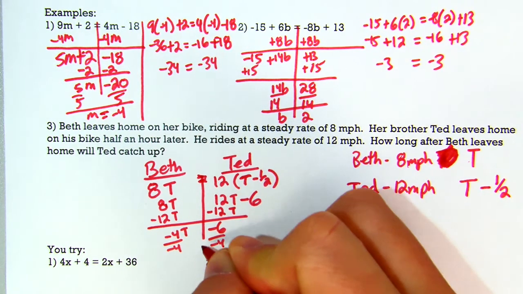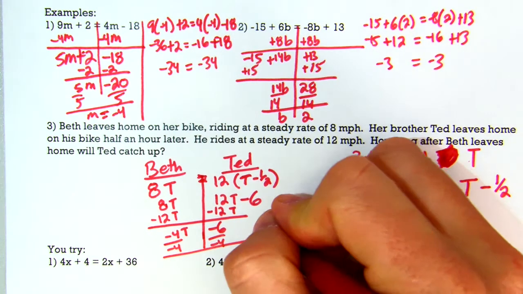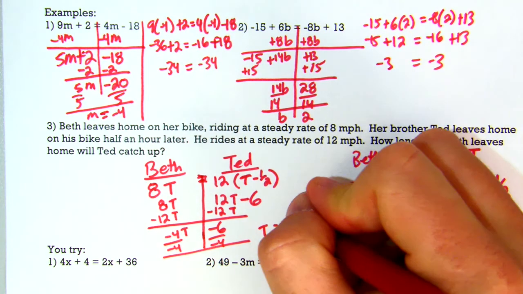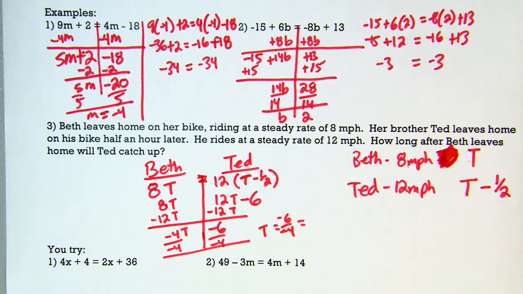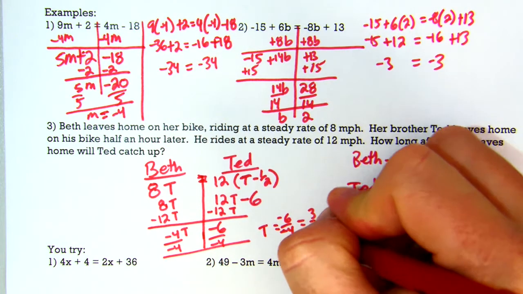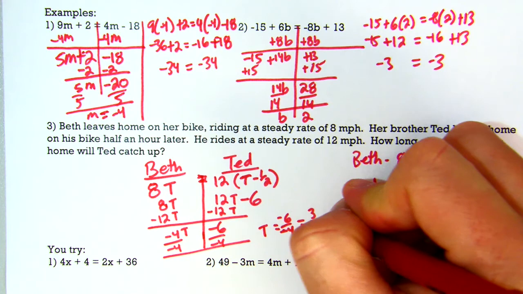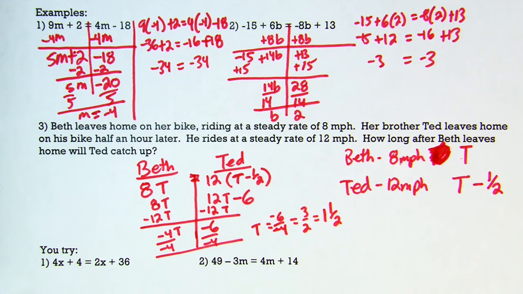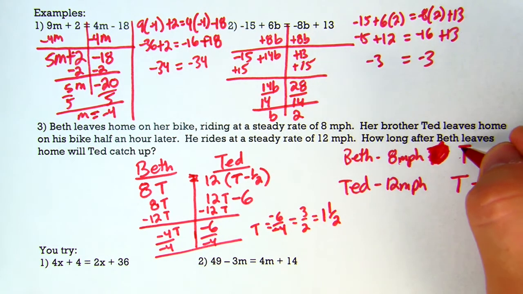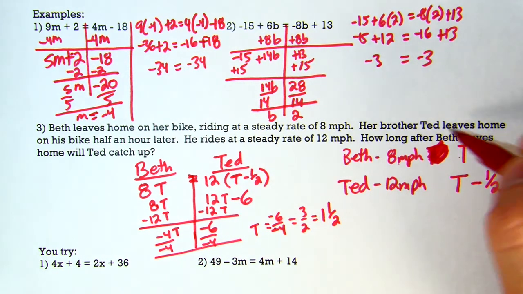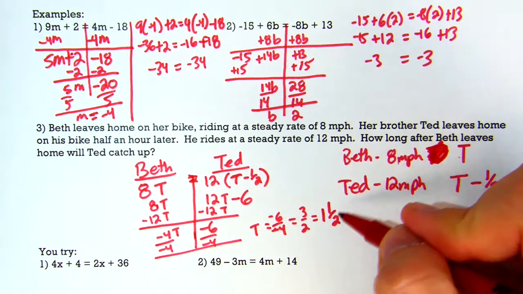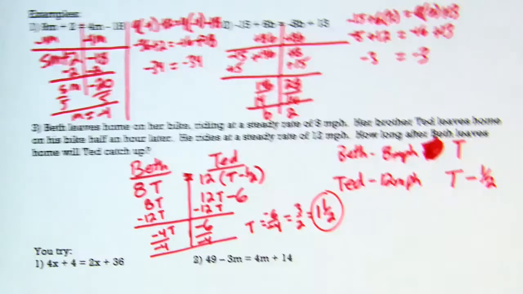Divide by negative 4, and I get t is equal to negative 6 over negative 4, which if I then simplify it is going to equal 3 over 2, which then goes to 1.5. So t is going to equal 1.5 hours. Okay. So if Beth travels 1.5 hours, that means Ted's going to travel 1 hour. Okay, and my question is, how long after Beth leaves home will Ted catch up? The answer is 1.5 hours, because that's how long it took Beth to go.